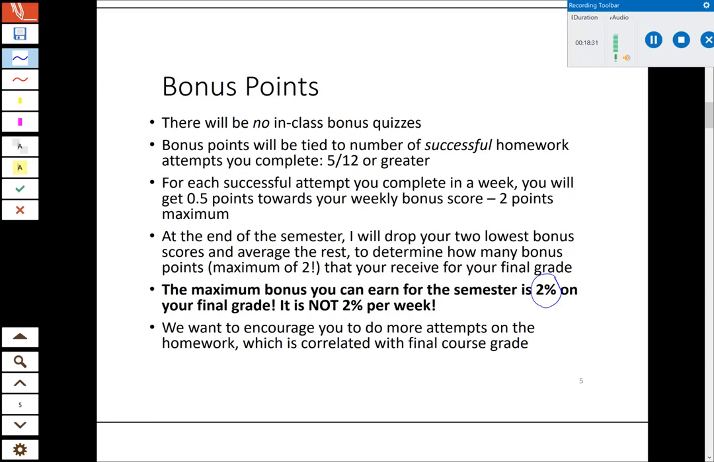And the reason we do this is because we're trying to encourage you to do more attempts on the homework. Now, what I will say in full transparency, and I'll get here in a little bit to the typical grade distribution in this course. Last year when I taught this course, exactly 1 year ago, spring 2019, was the first time I used this system for doing the bonus points. And it was reasonably successful.